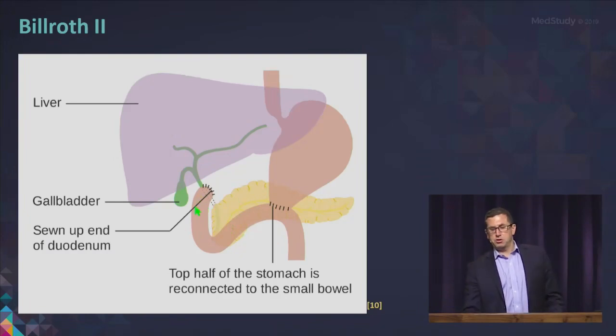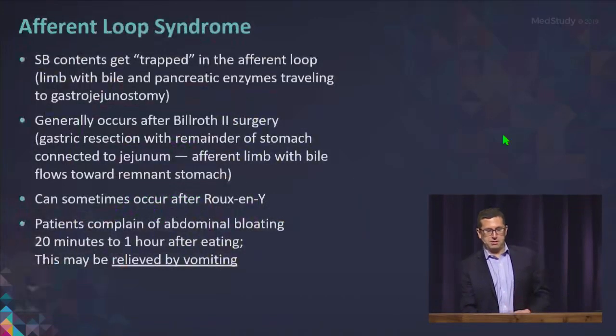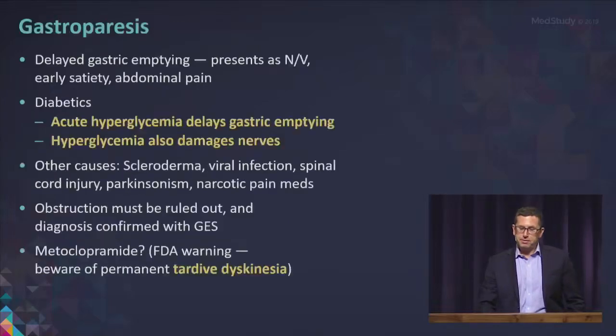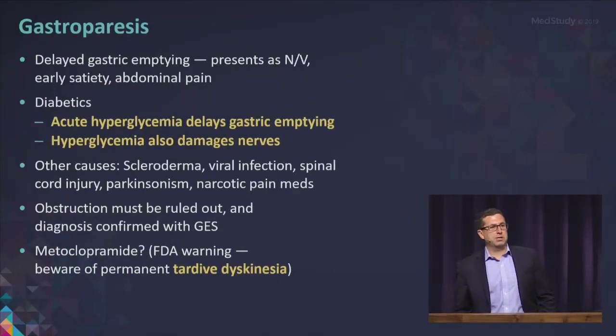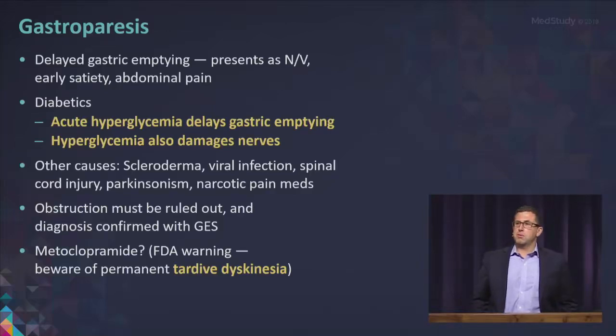And in afferent loop syndrome, you get contents that are trapped here. And that could lead to distension. Eventually it'll lead to vomiting, and then all the contents will get pushed up here and vomited out. So that is afferent loop syndrome. And generally, patients will complain of abdominal bloating 20 minutes to 1 hour after eating, and it's often relieved by vomiting. But again, these are less frequently seen now because gastric surgery is less common in general.